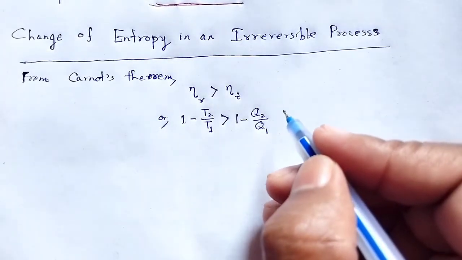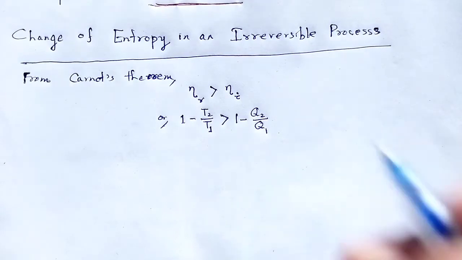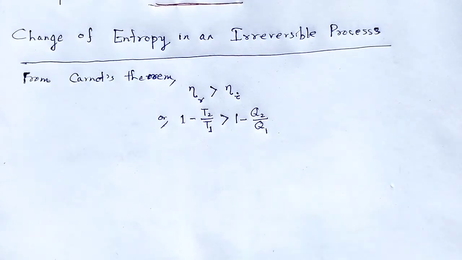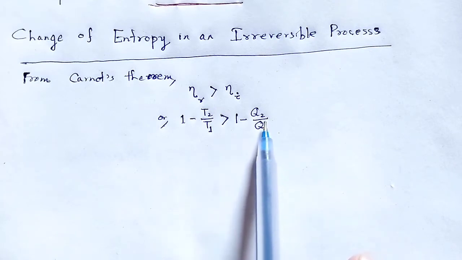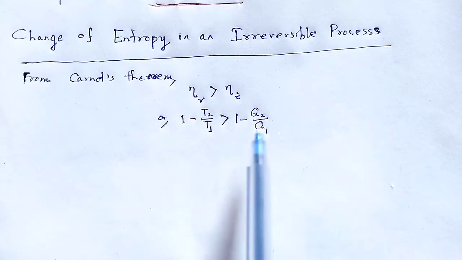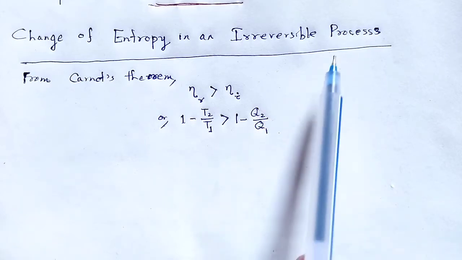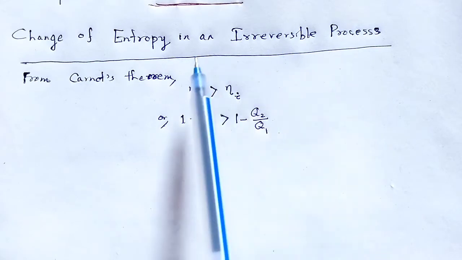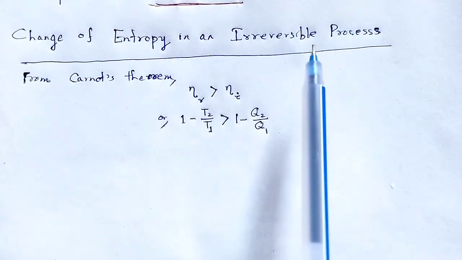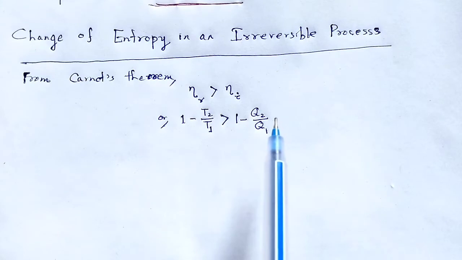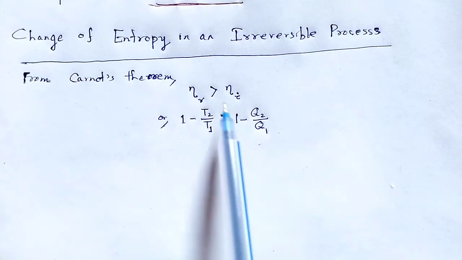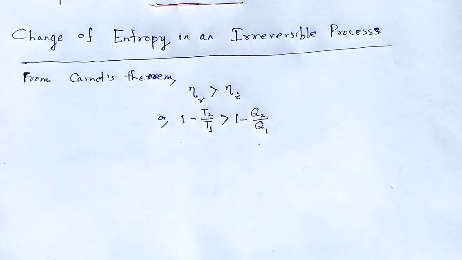Here we can say that in the reversible cycle, it is absorbing Q1 amount of heat at temperature T1 from the source, and Q2 amount of heat is rejected to the sink at temperature T2. The irreversible heat engine and the reversible heat engine both operate between the same temperatures T1 and T2. These are the formulas for the efficiency of these two heat engines.